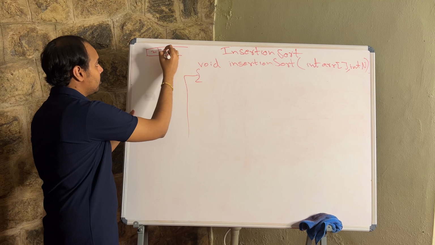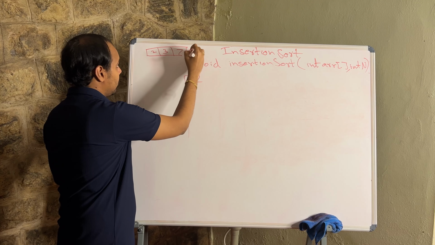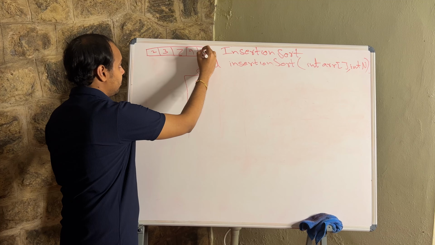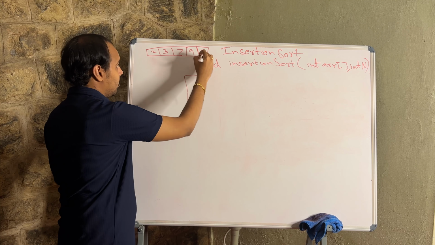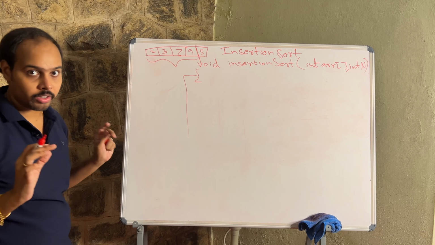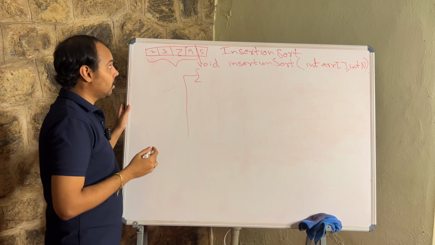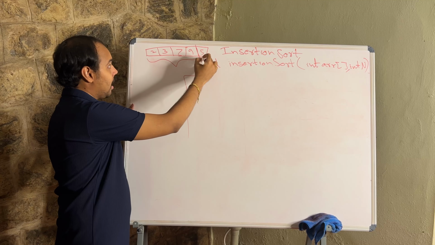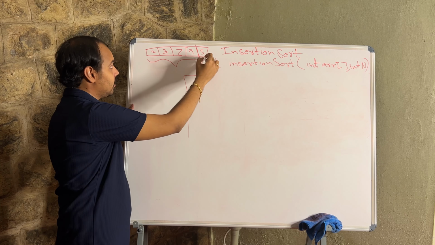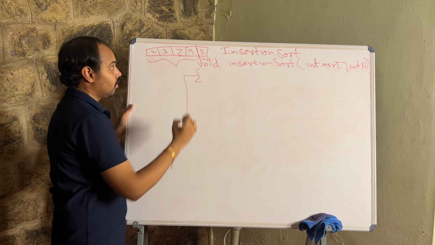2, 3, 7, 9 and 5. Consider this part of the array is already sorted. We have to insert this element to the right position. So here I is, here the index is last. 0, 1, 2, 3, 4. Here the index is 4.